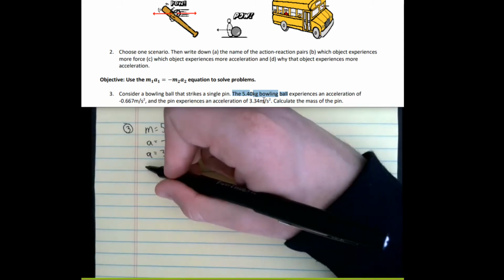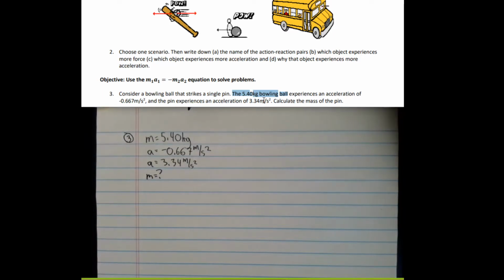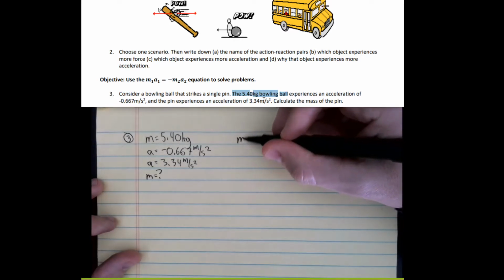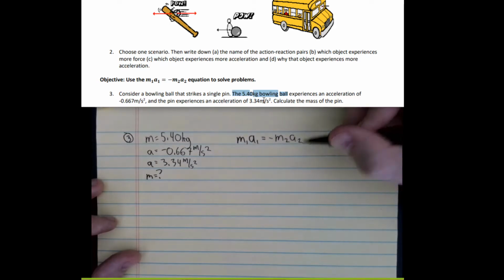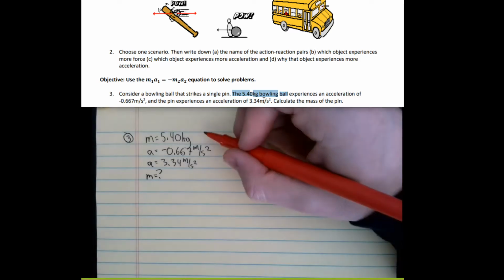Calculate the mass of the pin. So M is our question mark. Look what we have here. M equals 5.4 kilograms. A equals negative 0.667 meters per second squared. Another A is 3.34, and another mass is supposed to be calculated. So since there's two M's and two A's, it should be quite obvious that the equation with two M's and two A's is relevant here. The only trick is you got to keep your information isolated.